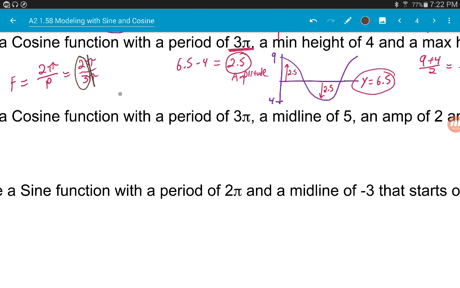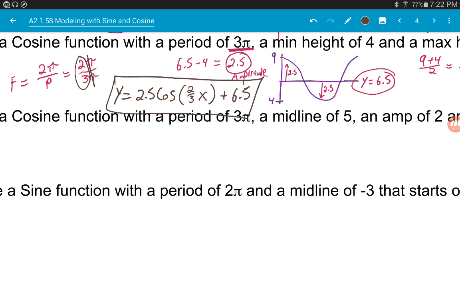My final function then is going to be y equals amplitude 2.5 cos of frequency x plus midline, which is 6.5. That would be my final function.